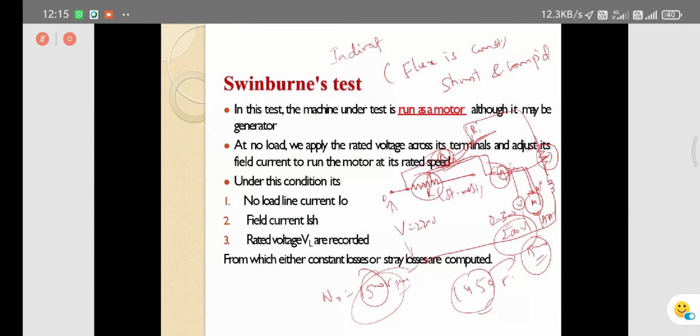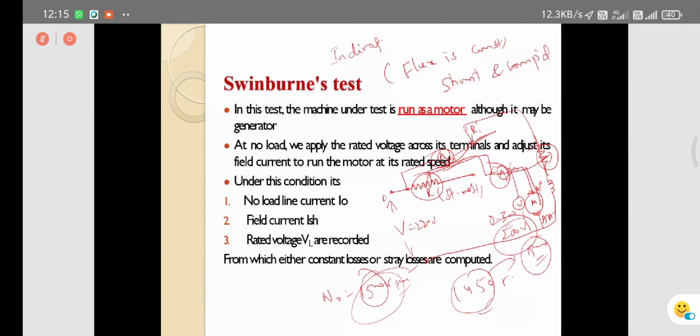If you are not getting 1500 RPM, you have to adjust the rheostat from minimum to maximum. Some knob will be there. You can adjust this rheostat from minimum to maximum, and the motor speed increases slightly, like 1430, 1450, 1470, 1490, up to 1500 RPM.